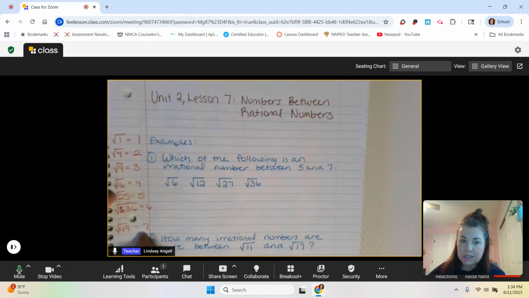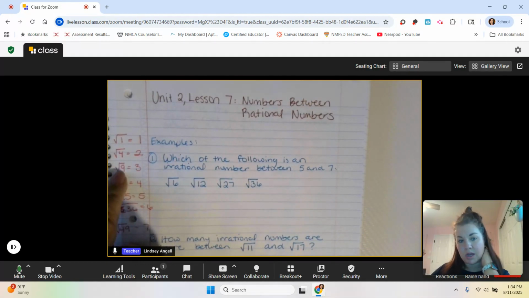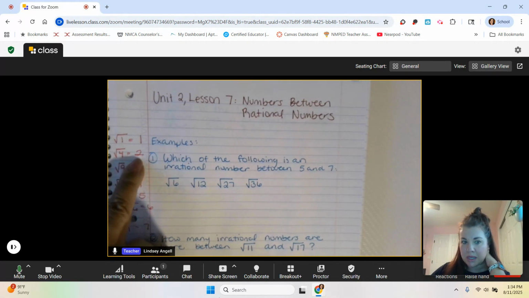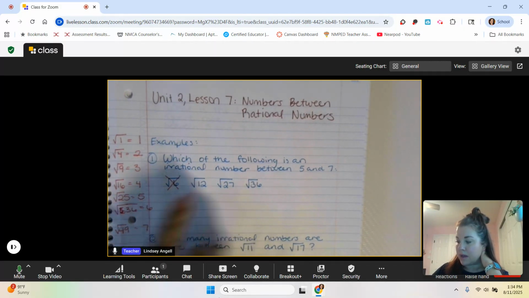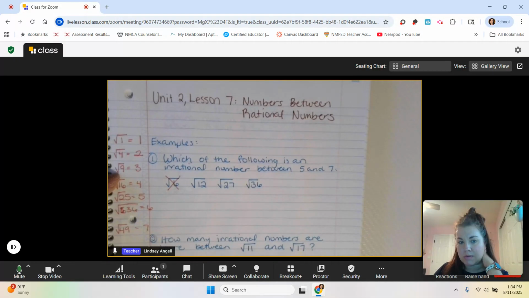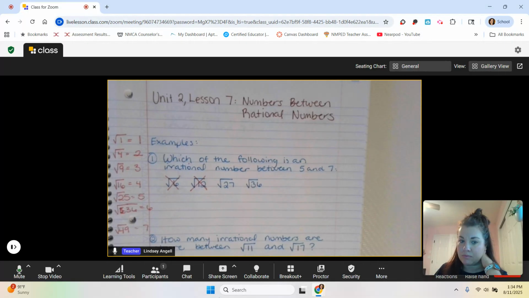But there's another detail that we need to think about. First off, here's the square root of 4, here's the square root of 9. The square root of 6 is going to be somewhere in between there, but it's not between 5 and 7, so this can't be our answer. The square root of 12, well, that's going to be somewhere in between the square root of 9 and the square root of 16. Well, that's between 3 and 4, still not between 5 and 7. So that one can't be.